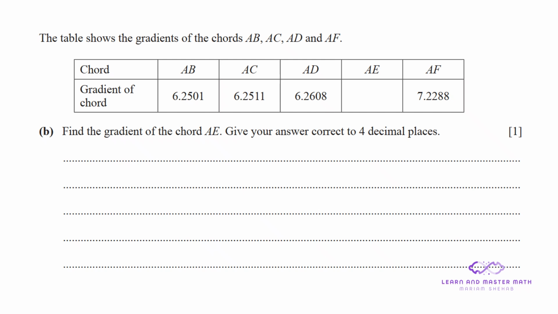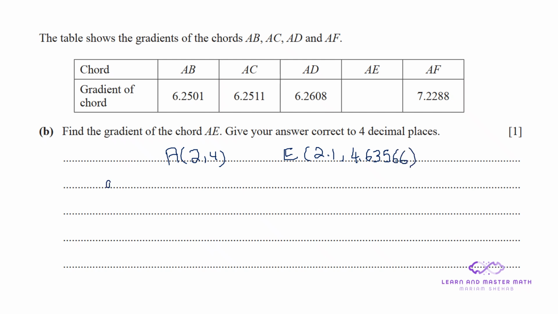In part B, we're given a table of the corresponding chords AB, AC, AD, and AF. We're missing AE, and we're asked to find the gradient of the chord AE. Give your answer correct to 4 decimal places. This is 1 mark. For the point A coordinates, we know that A is (2, 4) from the previous given. And the point E, which is (2.1, 4.63566).